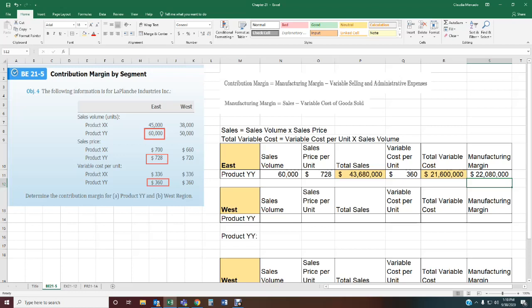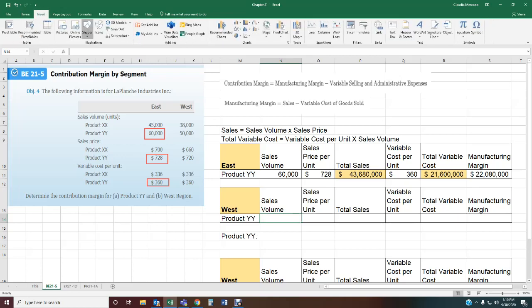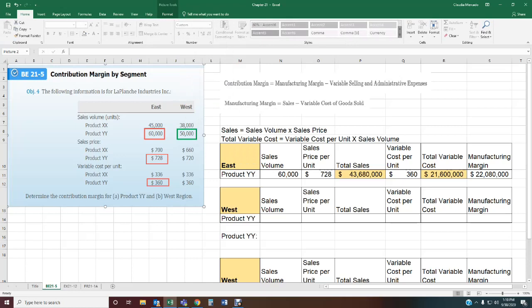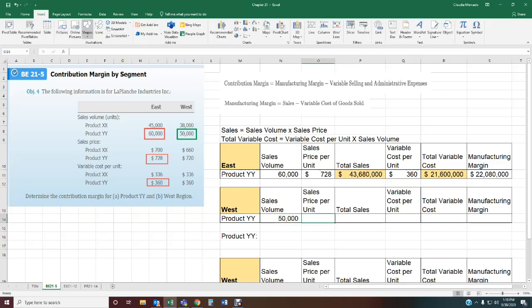Now, they're asking us to determine the contribution margin for product YY in total. So now I need to repeat the same steps, but for the West side. For the West side, my volume is, let me see, where is it? Right here. For my West side, I have 50,000 units for product YY. My sales price is $720.